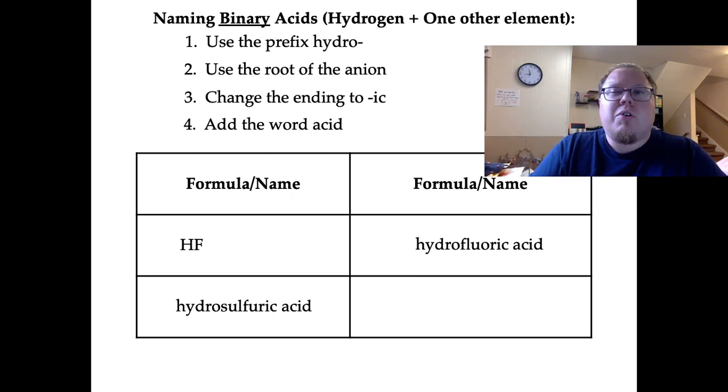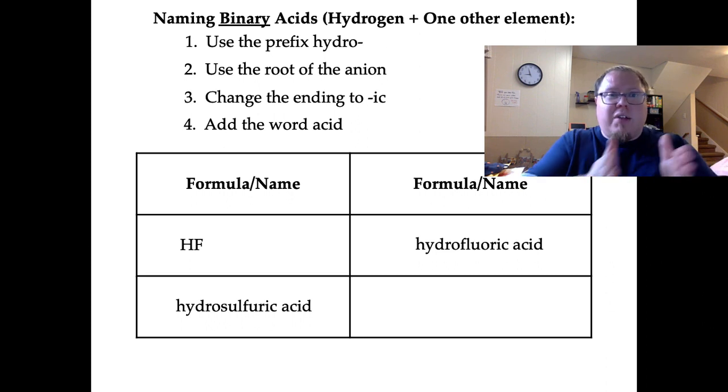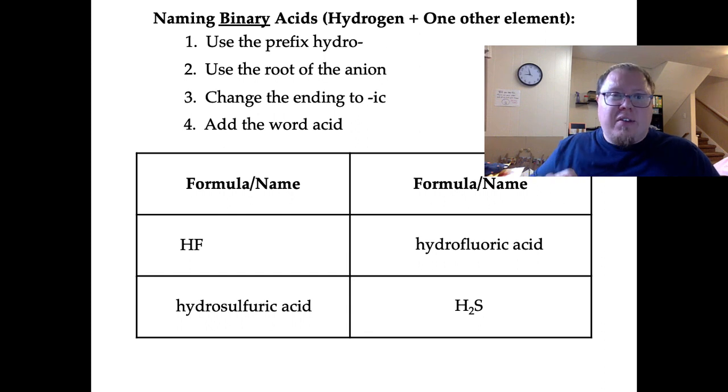Okay? So give this one a try. What do you think the formula of hydrosulfuric acid is? So hydrogen, which is a +1, and sulfur, which is a -2, we're going to get H2S. Hydrosulfuric acid is H2S. Now this is binary acids. Binary means hydrogen with one other element. So there's two elements here.